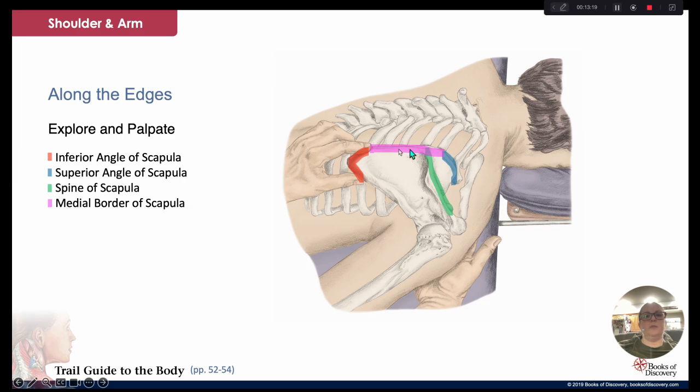This magenta color is going to be the medial border of the scapula. I did not color this, but this is the lateral border along here. Last but not least, the spine of the scapula is going to be this little ridge along the upper part of the scapula.